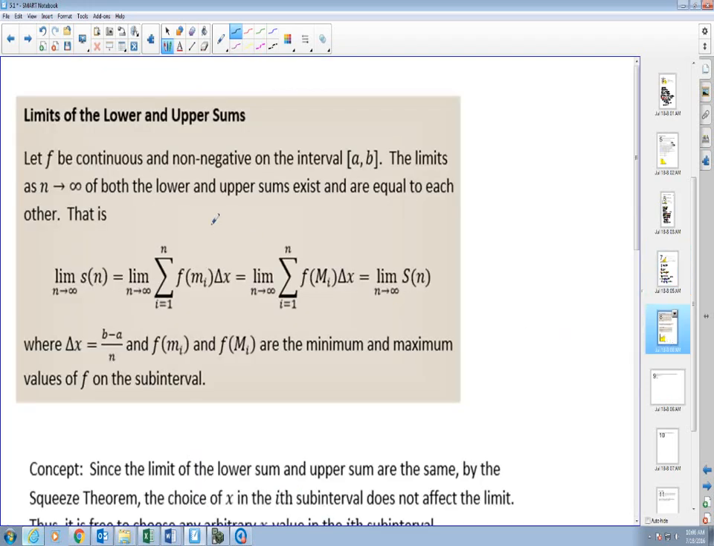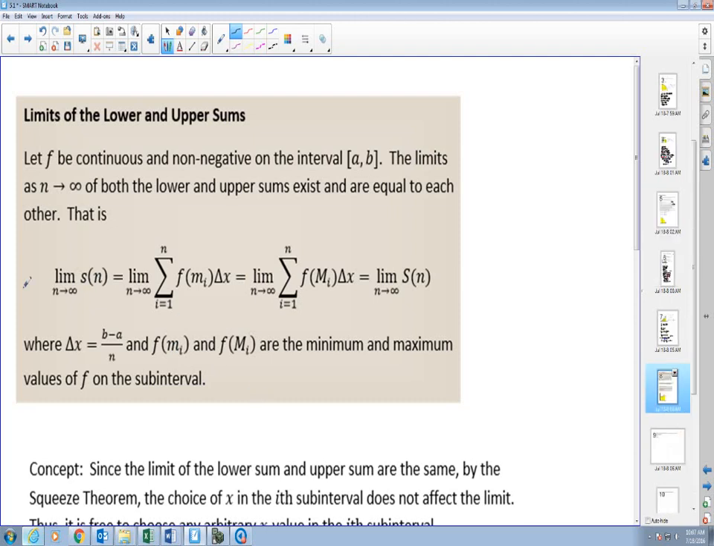Okay, so when we talk about the limits of the upper and lower sum, let f be continuous and non-negative on the interval from a to b. The limits as n goes to infinity for both the lower and upper sum exist and are equal to each other. That is to say, the limit of the lower sum as n goes to infinity, and remember the lower sum was using the minimum value times the width, will eventually equal the limit of the upper sum, where our delta x is the width of our rectangle or the intervals, and f of lowercase m sub i and f of capital M sub i are our minimum and maximum value of the function f on the subinterval. Okay, on the subinterval simply means I can pick any subinterval of all those minimum values.